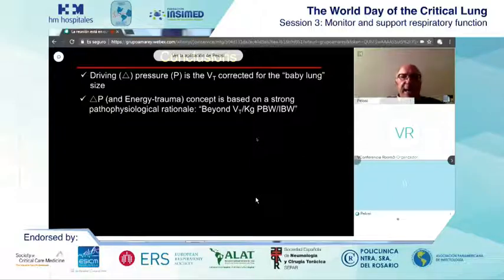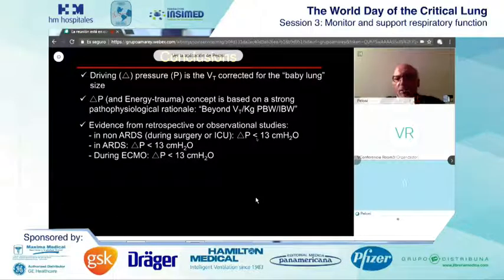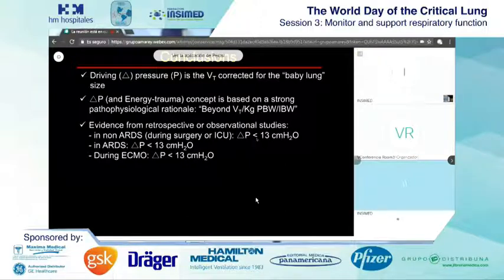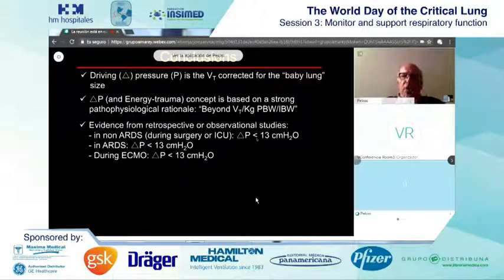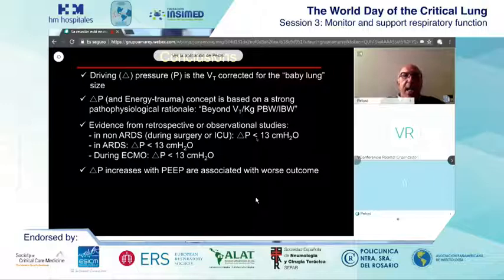In fact, there is a strong pathophysiological rationale to better tailor the tidal volume instead of using the tidal volume per se according to the predicted body weight. There is evidence from retrospective, randomized, and observational studies that in non-ARDS patients, during surgery, in the ICU, in ARDS patients, and even during ECMO, a threshold of 13 centimeters of water should be considered when we optimize mechanical ventilation. Driving pressure, when increased with the application of PEEP, is associated with worse outcome. So it's a very important parameter when increased with PEEP.